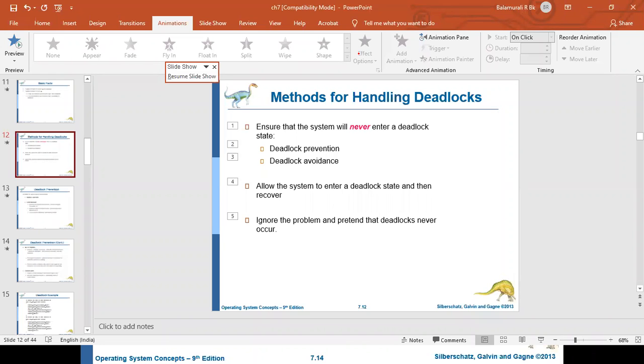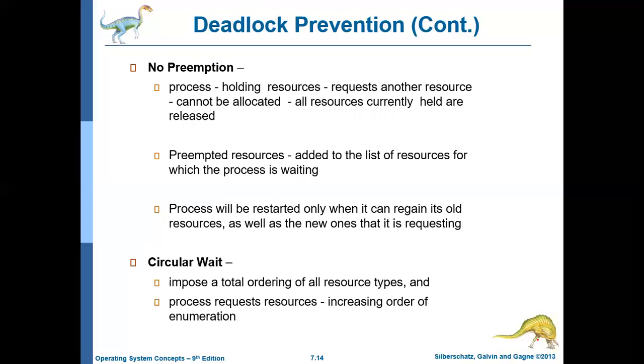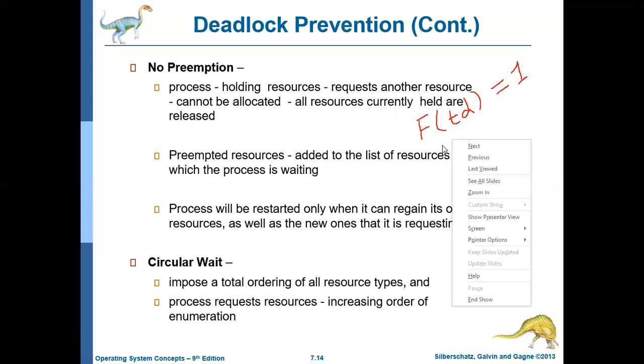Let us try to understand how to avoid circular wait with an example. Let us assume that we have some functions. f of td, where td represents tape drive. So f of td is equal to 1, which means currently my system has one tape drive. A tape drive is something like a CD drive which is used to play video or audio tapes.